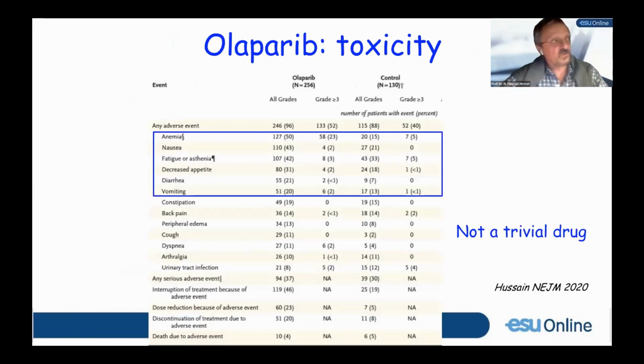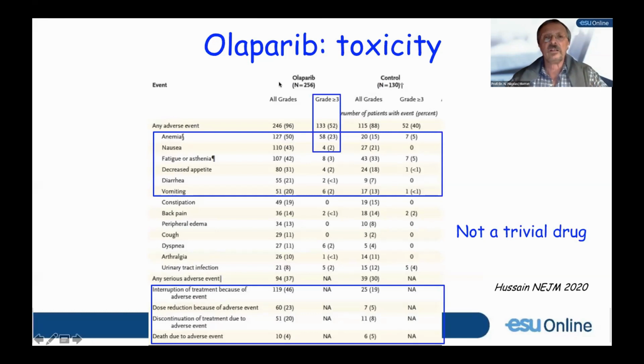But olaparib has a toxicity, and it's clearly not a trivial drug. As a whole, the most frequent toxicity is anemia. If you have a look in terms of anemia, nausea, fatigue and asthenia, decreased appetite, etc., clearly there's an increased risk, all grade, compared to the control group. You might say, okay, but what about severe side effects? Well, severe side effects, 23% grade 3 and above anemia, 2% grade 3 and above nausea, compared to 5% and 0% in the control arm.